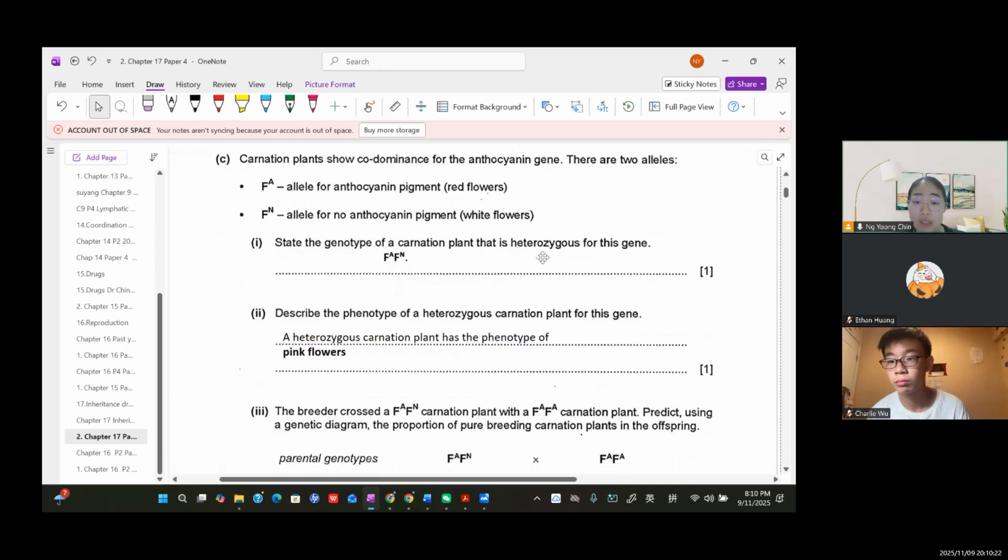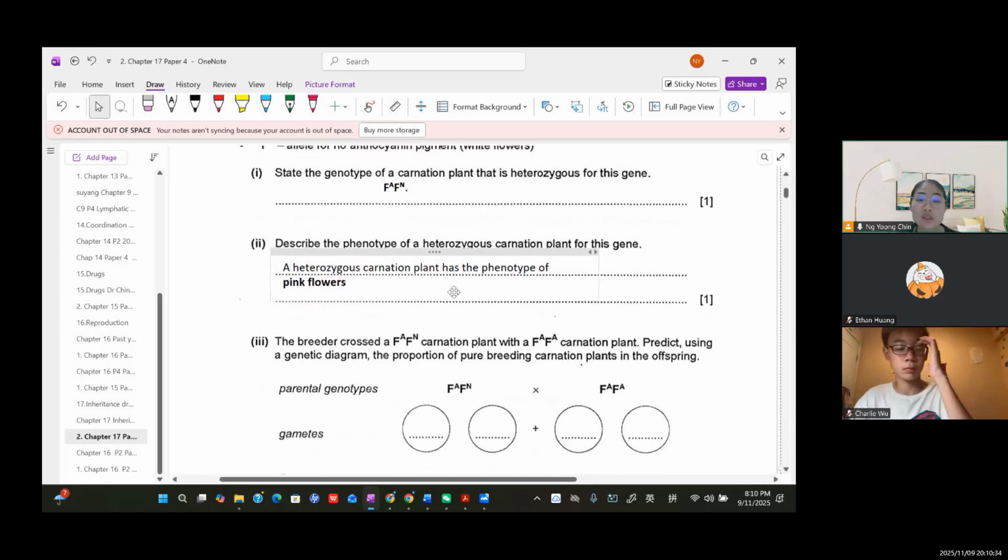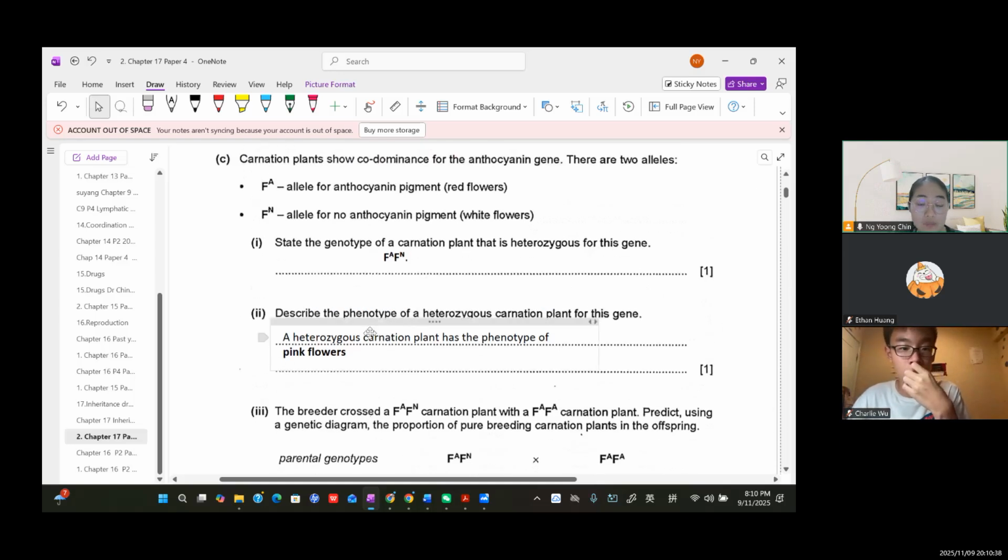So heterozygous refers to what? Heterozygous refers to both of them being different alleles. One dominant, one recessive. This we call heterozygous, different forms of allele. So describe the phenotype for the heterozygous carnation plant for these genes. So how is the phenotype if you have one A and one N? When the red color is mixed with the white color, you get pink color, right? You can see this pink color because both of them are actually showing the color.